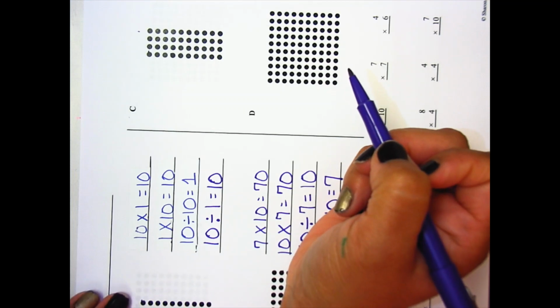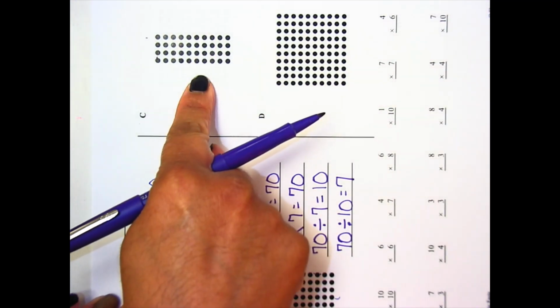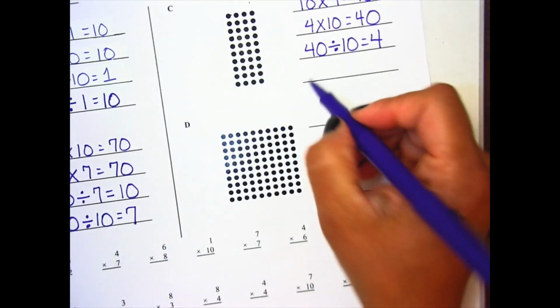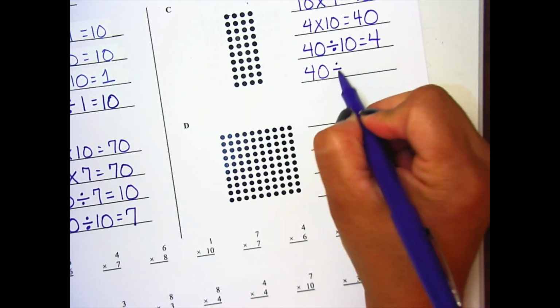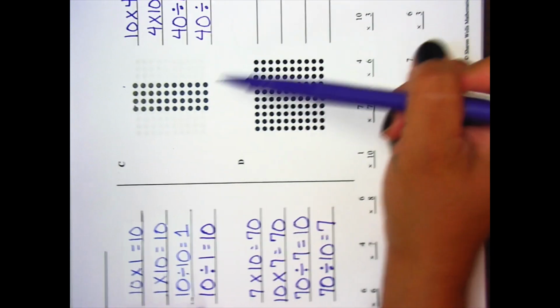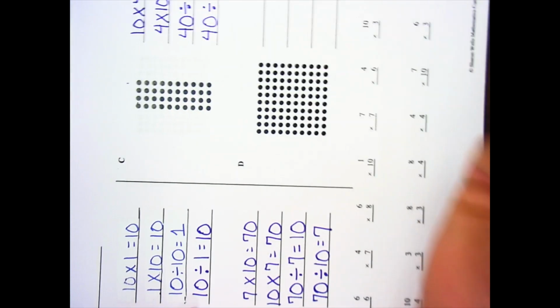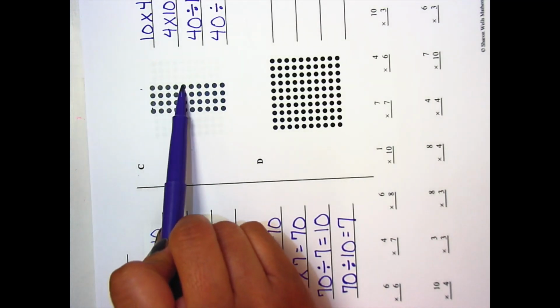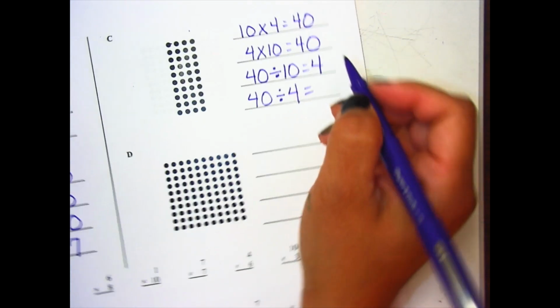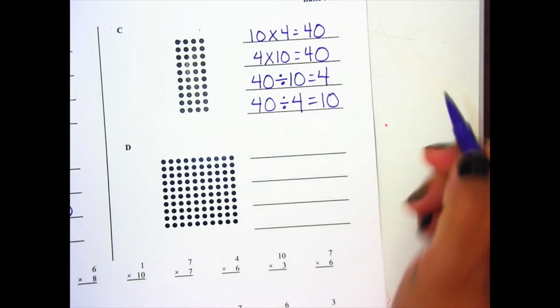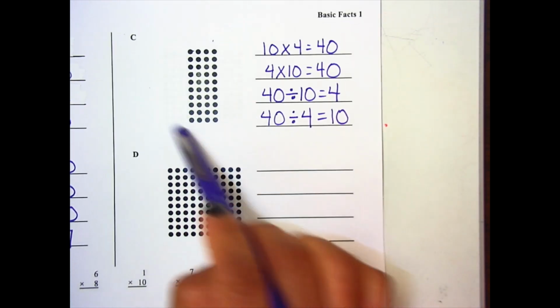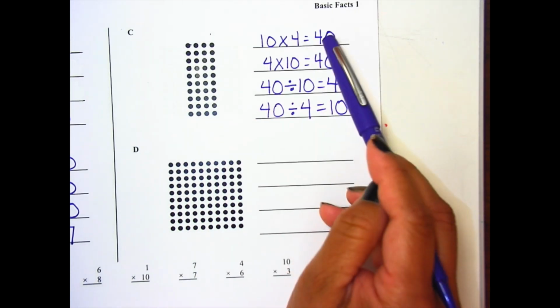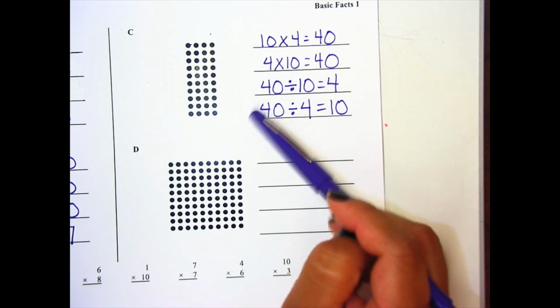Then if I turn my array, does my total change? No, I still have 40. So 40 is still going to be my dividend, but this time I'm dividing it by 4 rows, which is my divisor. 40 divided by 4 equals how many in each row? 10. 40 divided by 4 equals 10. So my total does not change. My product is the same, and here my dividend is the same.